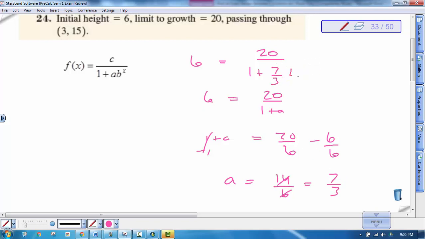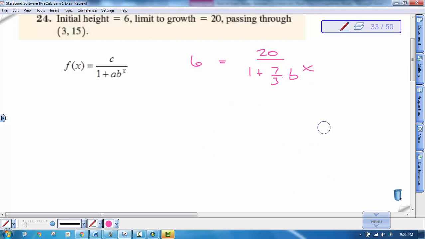Now I just want to find what b is. So in order to find b, I'm going to use the point that they gave me. They gave me the point (3, 15). So 15 goes in for y, 3 goes in for x. I need to find this value right here. So I'm going to multiply both sides by this 1 plus 7/3 b cubed, and I'm going to divide both sides by 15.